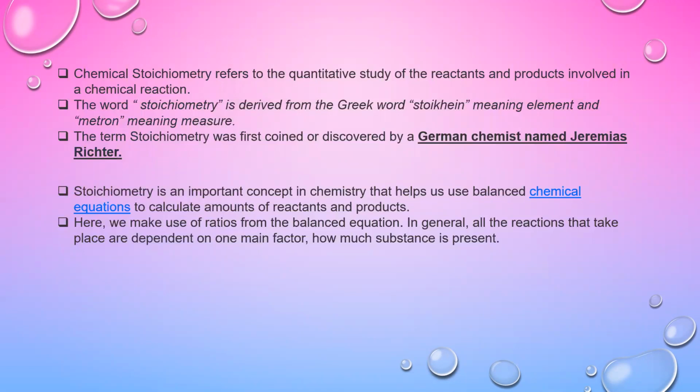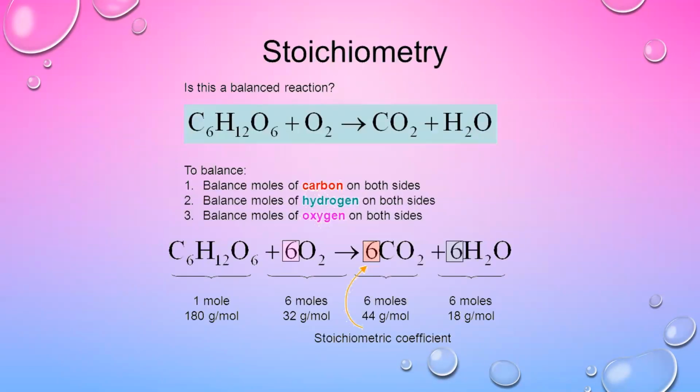Before understanding how to calculate the amounts of reactants required or the products produced in a given chemical reaction, let us study the information available from the balanced chemical equation of a given reaction. Let's take the combustion of glucose molecule. When combustion of glucose is taking place, it produces carbon dioxide and water molecules. But as you can see, the reaction is not at all balanced. Hence, we need to balance the given chemical equation.